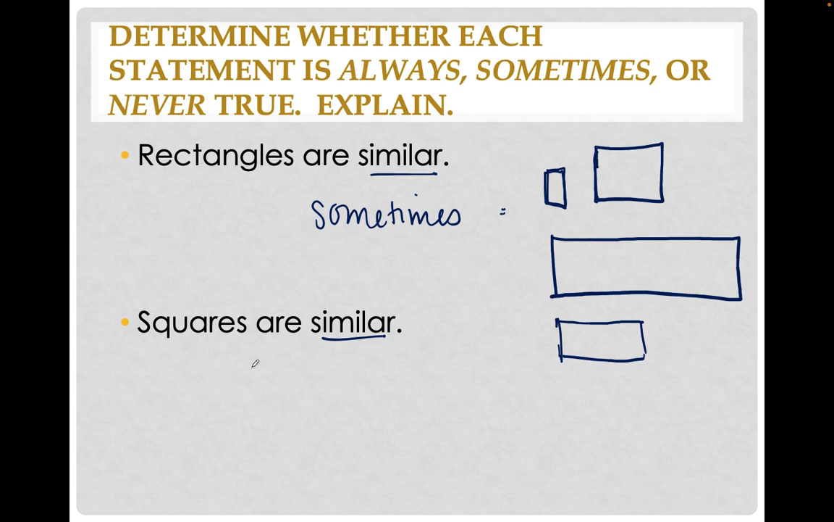The second question says squares are similar, and that is always true because all squares have 4 equal sides. So no matter how big or small you make them, all the sides are always going to be equal. So they have to be proportional.